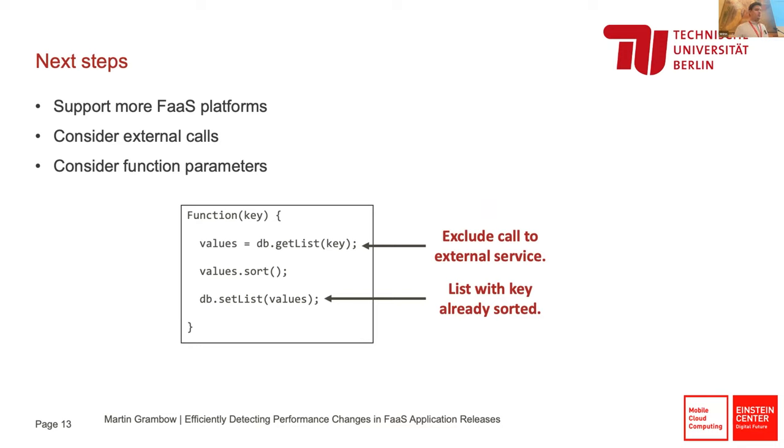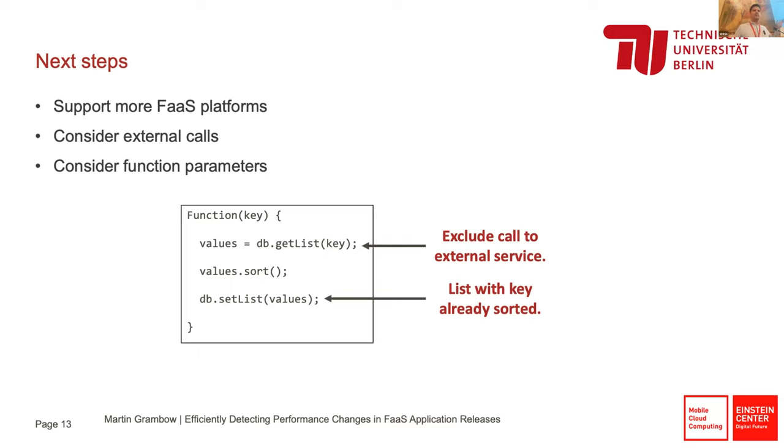So in future work, we want to extend this work and support more platforms. In the state of the workshop paper, we have two issues or weak points. You can see both in this pseudocode example. Imagine there's some call to some database system with some key. And when the second version now comes, the value might already be cached or something like that. So the second version will perform faster.